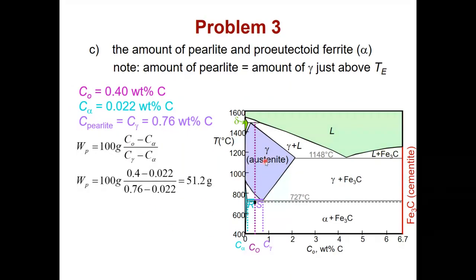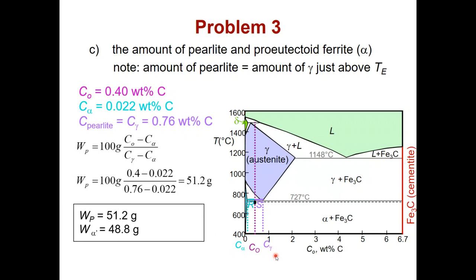The amount of pearlite is equal to the amount of gamma. Up here, if we divide R by the total length, it gives us the amount of gamma, and that is equal to the amount of pearlite. And for computation of the amount of ferrite, we divide the S portion of the tie line by the total length. Having computed it this way, we end up with 51.2% of pearlite, and what is left is, of course, ferrite, which is the other entity.